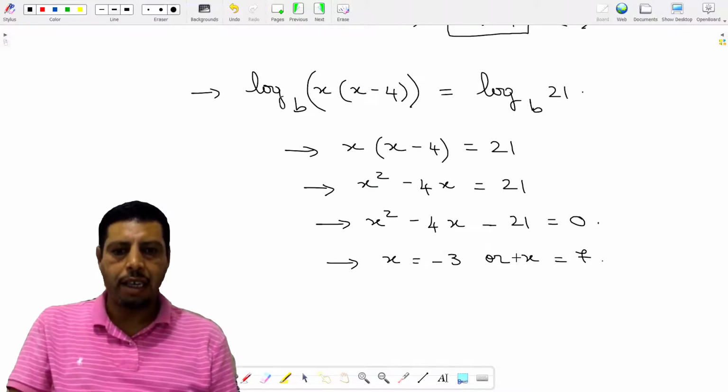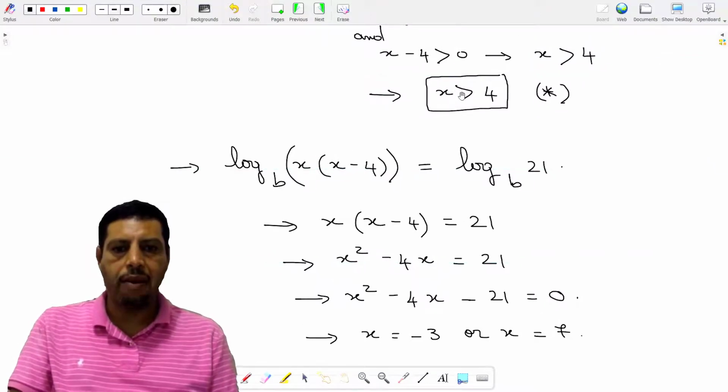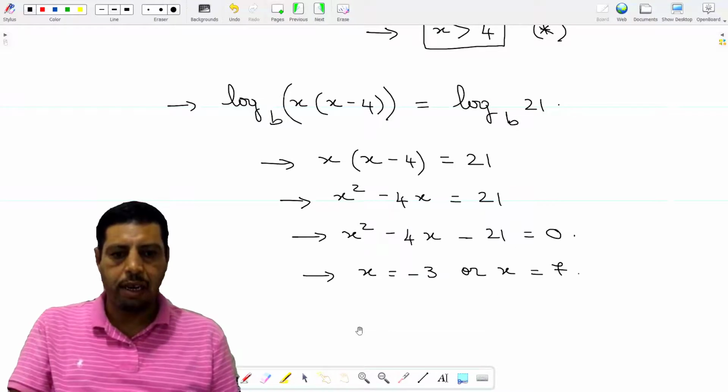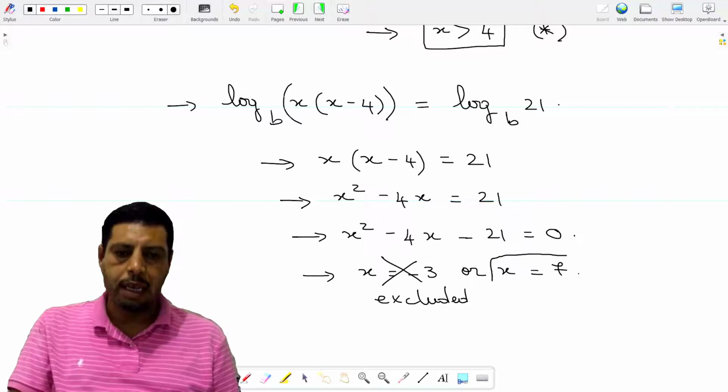But the question is, are they solutions of our equation? We have to check this, guys. We have to check that our x is greater than 4. And which solution is greater than 4 here? It's x equals 7. The x equals -3 must be excluded from your set of solutions. So this is excluded, and you keep only x equals 7 because it's the only one which is greater than 4. So your solution is x equals 7.